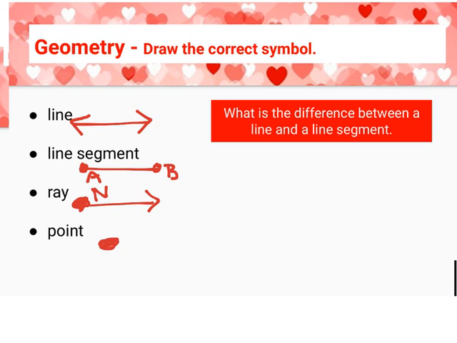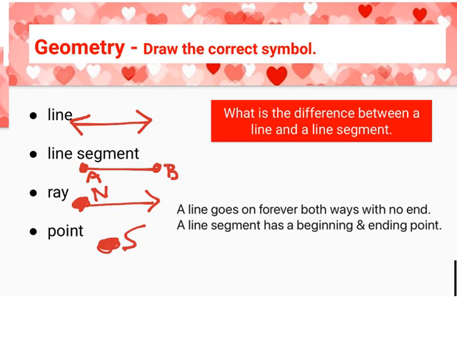And a point is just an exact location, and we label that with a capital letter. Doesn't matter which letters you use. Now, what is the difference between a line and a line segment? Okay, a line goes on forever both ways with no end, and a line segment has a beginning and an ending point.